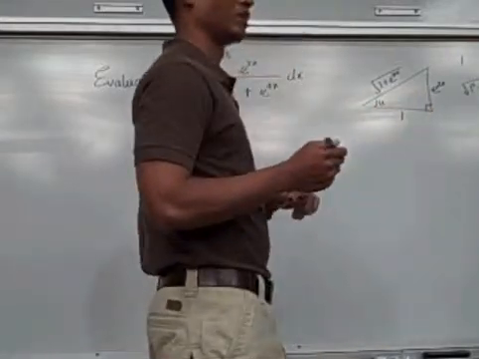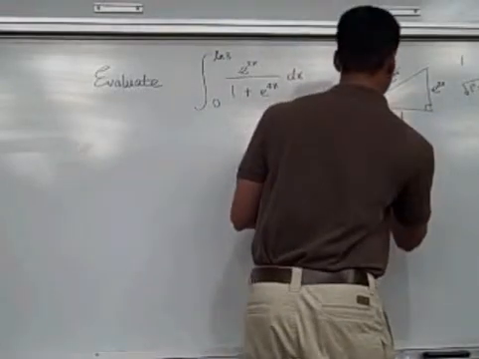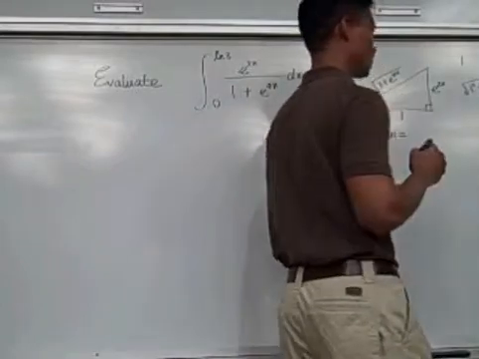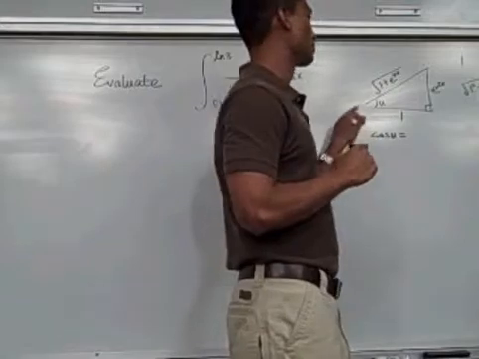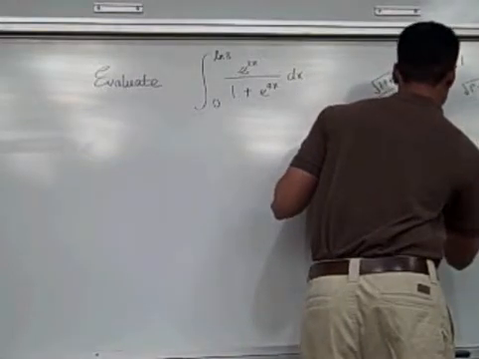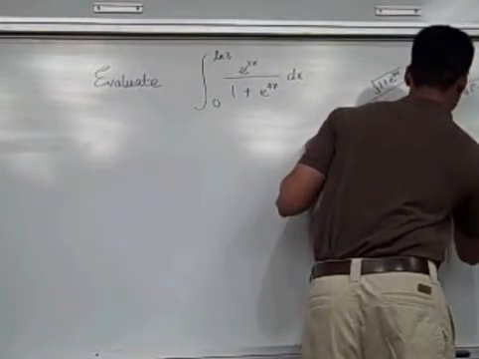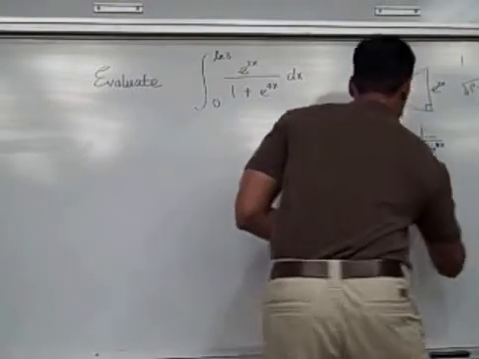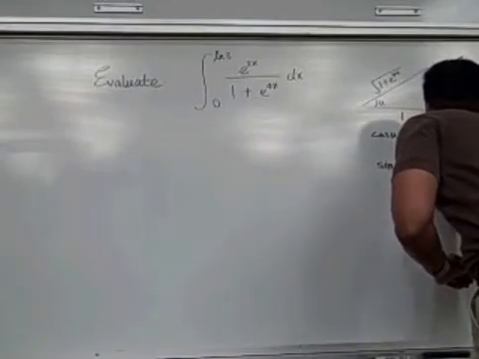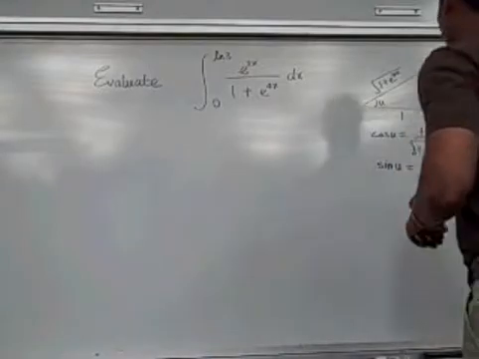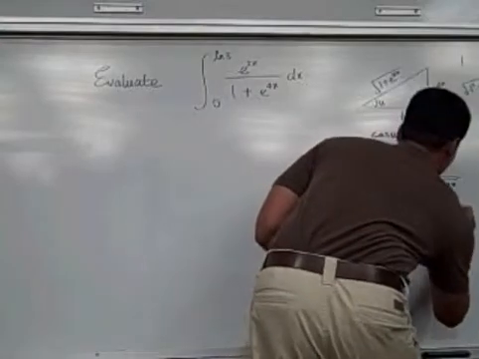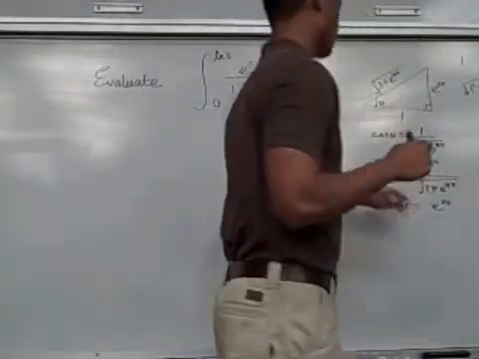Now we're going to list down the trig identities. According to the triangle, what is cosine of u? Cosine is adjacent over hypotenuse, so it's 1 over the square root. Sine is opposite over hypotenuse, SOHCAHTOA. What is sine of u? e to the 2x over the hypotenuse. And what is tangent of u? Opposite over adjacent, e to the 2x over 1.